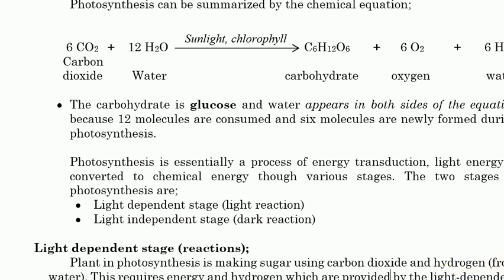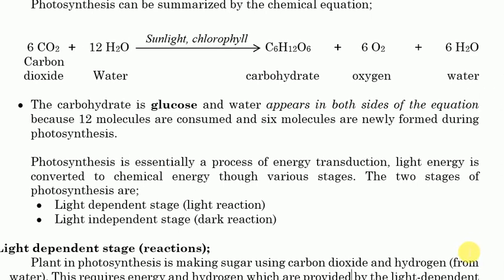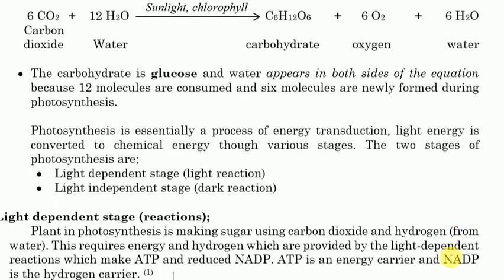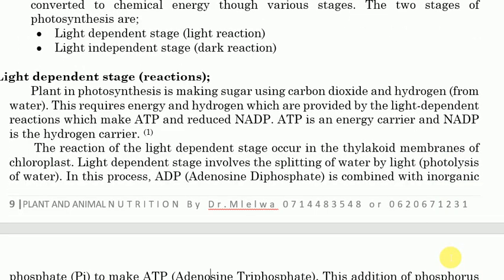Here what you can say is that plants in photosynthesis make sugar using carbon dioxide and hydrogen from water. This requires energy and hydrogen, which are provided by the light dependent reaction, which makes ATP and reduces the NADP.